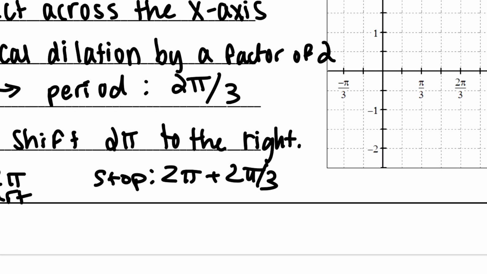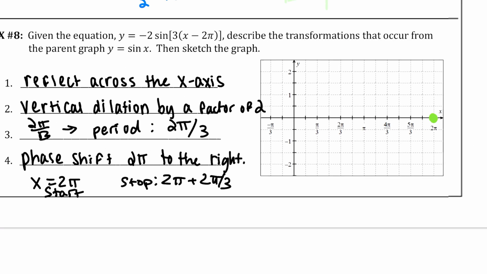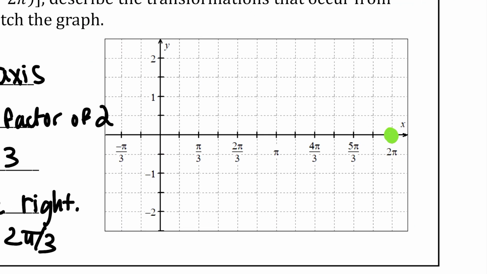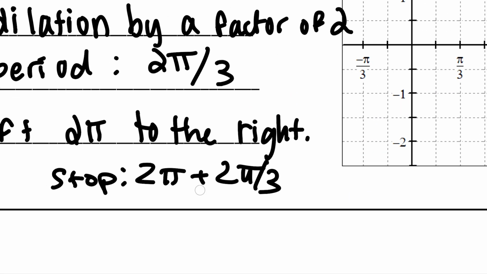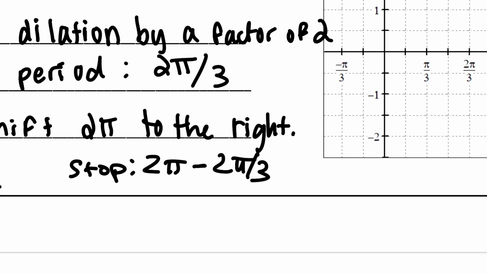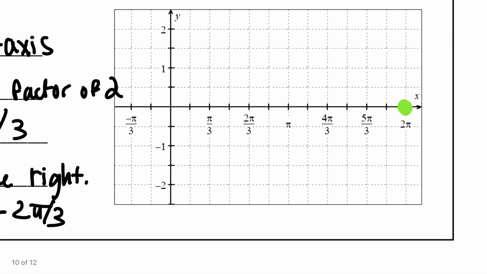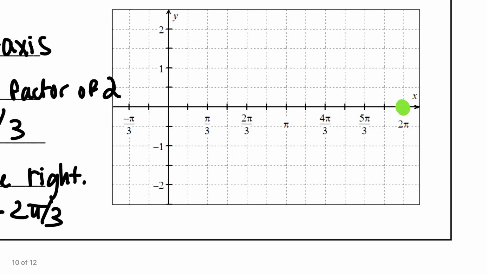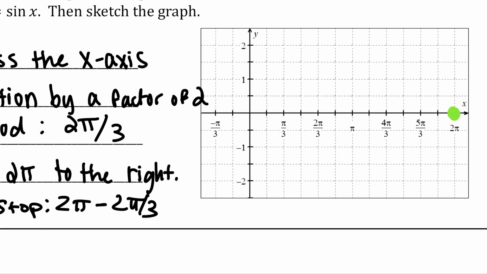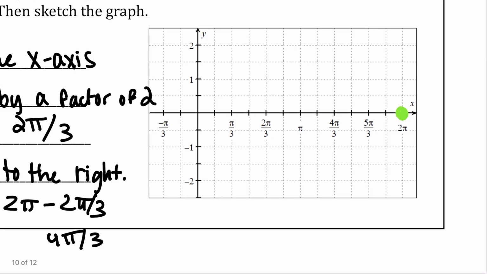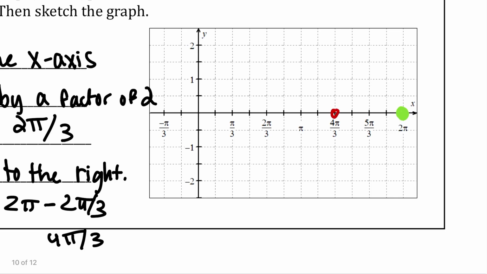But I mistakenly did plus 2 pi over 3, but since our scale kind of stops at 2 pi, I should have done minus 2 pi over 3. So I'm going to erase that. Sorry, guys. Minus 2 pi over 3. So 2 pi minus 2 pi over 3 is going to get us, I believe, 4 pi over 3. And that is our stop point. So that's the length of one period. Okay.